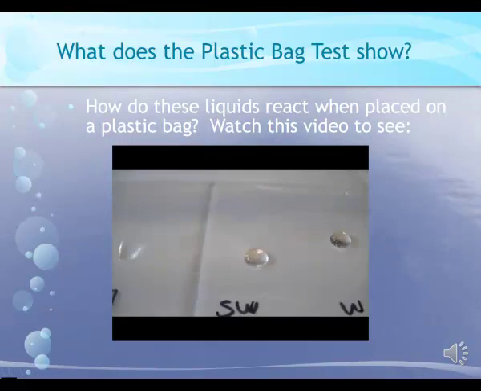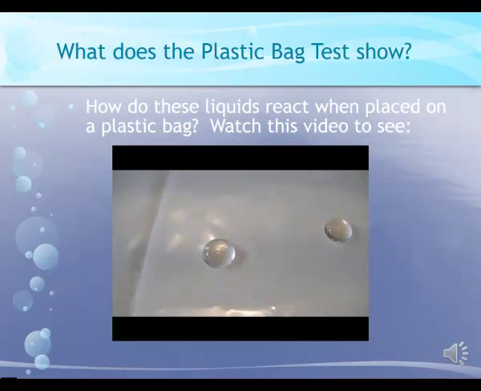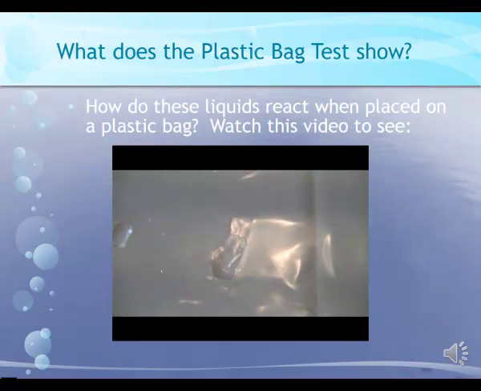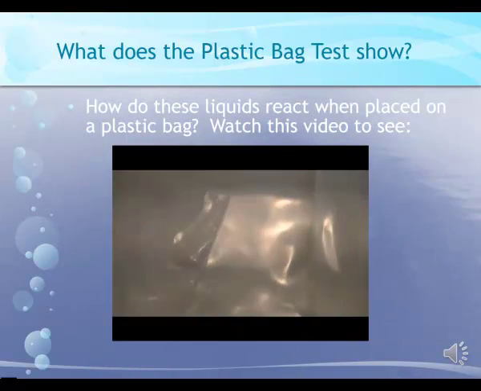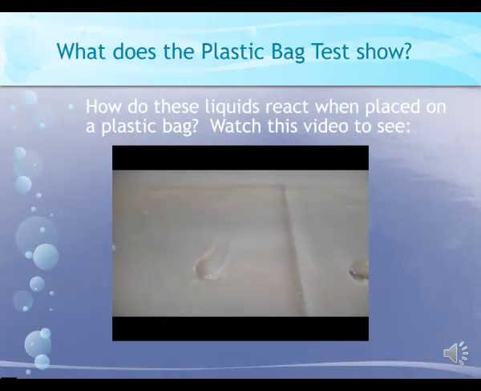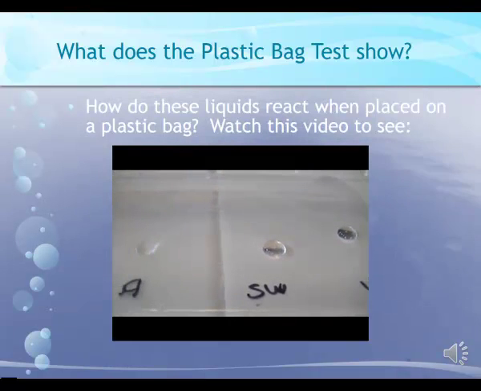Now when you move over to the alcohol, it spread out all over the place. Oops, there we go. There's the alcohol. It's not a rounded shape. You can see it's kind of got a funny shape to it. Might be a little hard with the glare. And it certainly doesn't form a bubble on the top like the water and the salt water did.